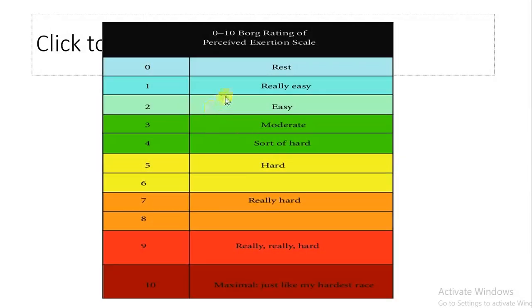This scale is the Borg rating of perceived exertion scale. As you see, 3 and below is normal, and patients can do activities easily with no problem. But above 3, there is some hardness or difficulty, and 10 is the highest level of hardness for patients, even for doing any activity.